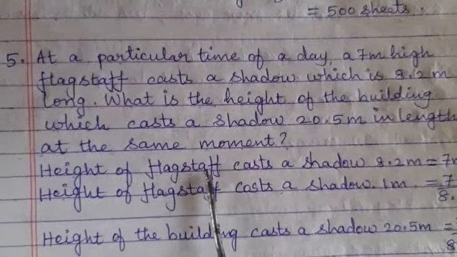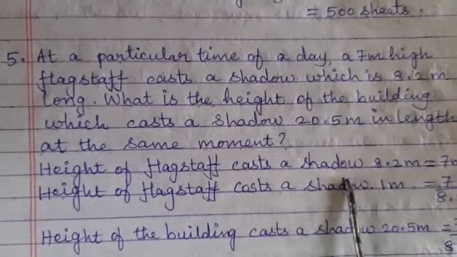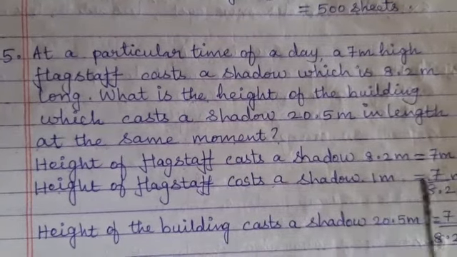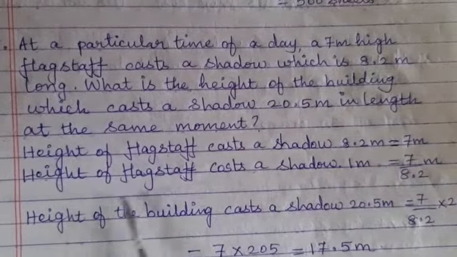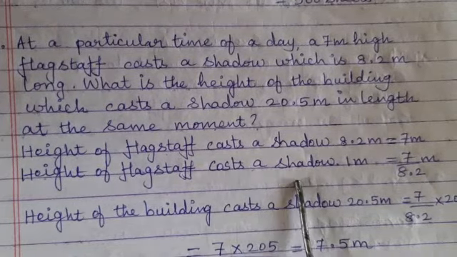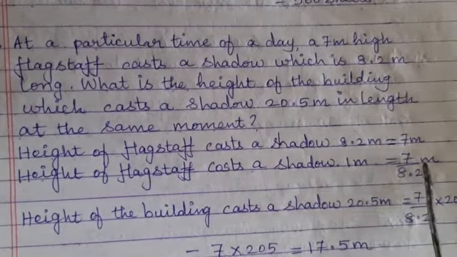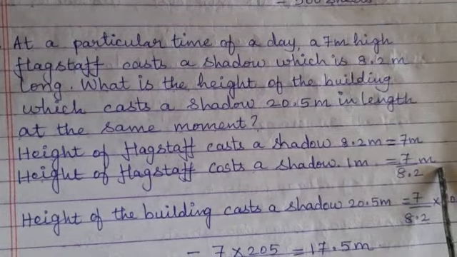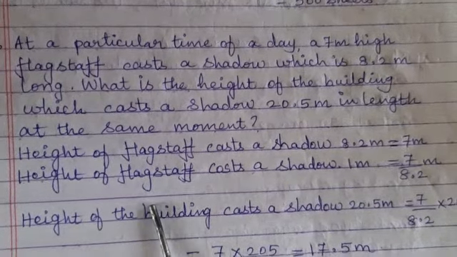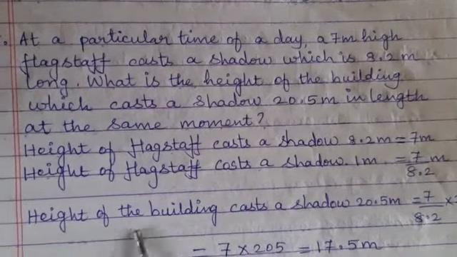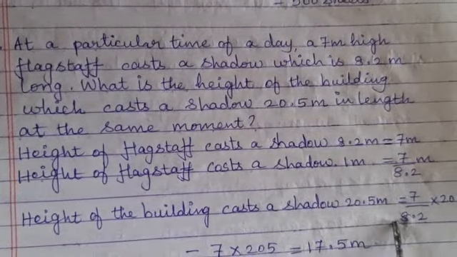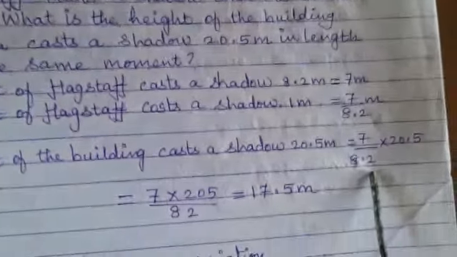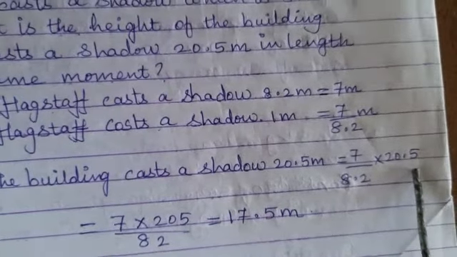Height of the flagstaff casting a shadow of 8.2 meter is equal to 7 meter. Height of the flagstaff casting a shadow of 1 meter is equal to 7 by 8.2 meter. Now we are going to find out the height of the building. So height of the building casting a shadow of 20.5 meter is equal to 7 by 8.2 multiplied by 20.5.